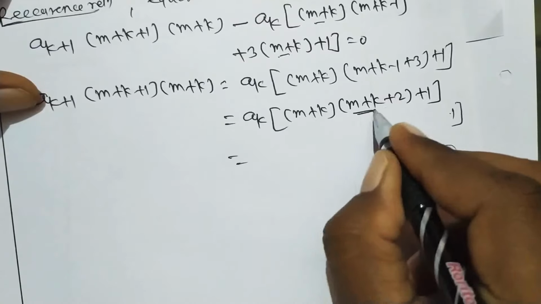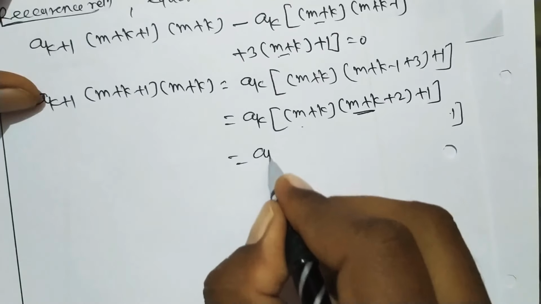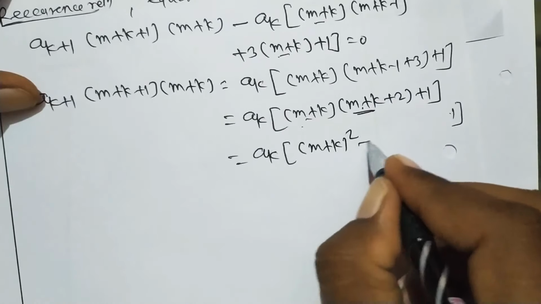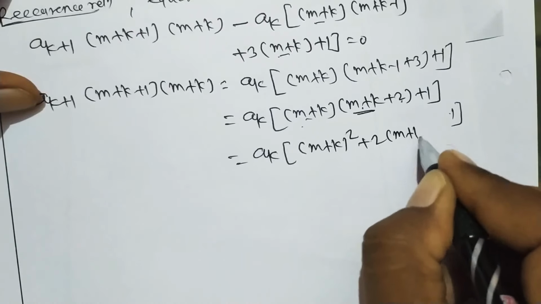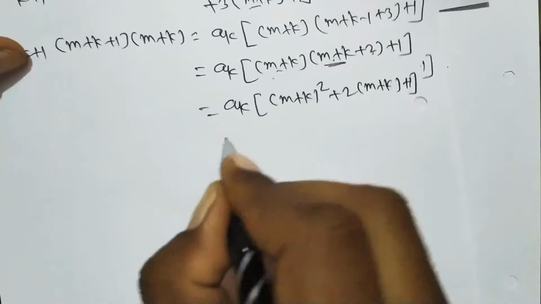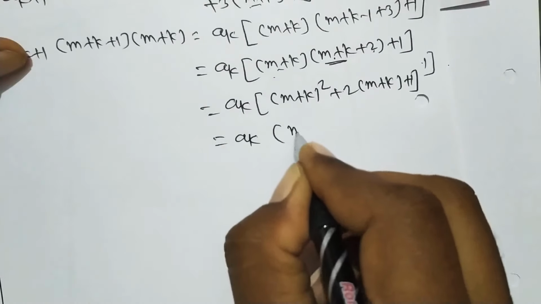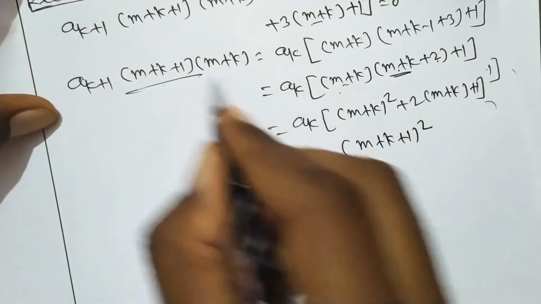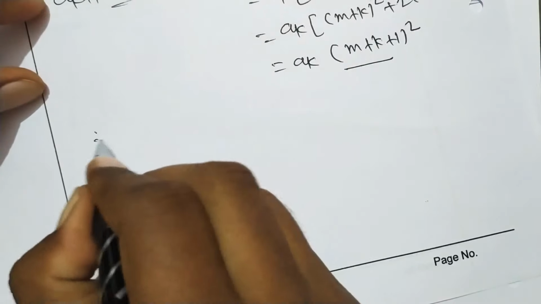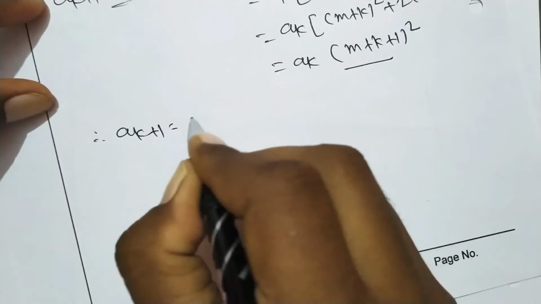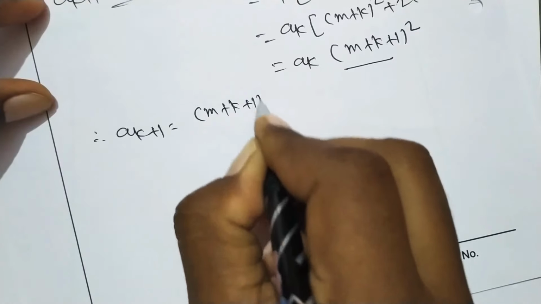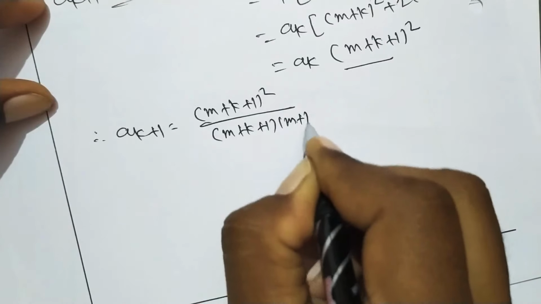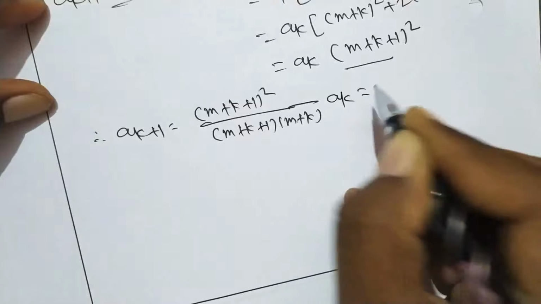Look, if I take this m plus k in a bracket and multiply inside it, what will we get? ak into m plus k into m plus k whole square plus 2 times m plus k plus 1. So what is this? This is ak into m plus k plus 1 bracket square. So ak plus 1 into this is equal to this, and therefore ak plus 1 is equal to m plus k plus 1 bracket square upon m plus k plus 1 into m plus k ak is equal to this.